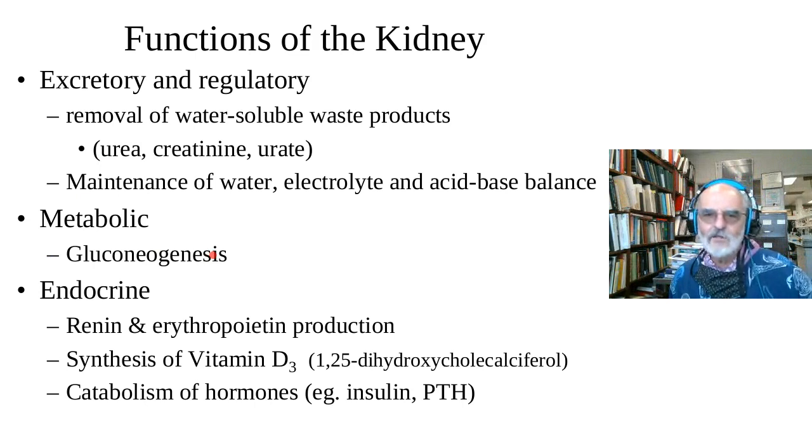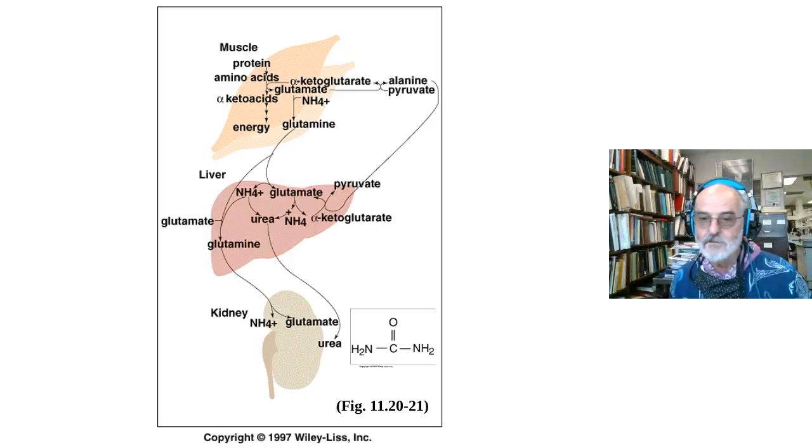It's also involved in gluconeogenesis. You'll talk about that in other parts of the course. It's also involved in various endocrine functions. Okay, so renin and erythropoietin are produced in the kidney. It's involved in synthesis of vitamin D, and it's involved in the breakdown of certain hormones, specifically insulin and PTH. Okay. So the way that this integrates into metabolism, and this is just a prelude to what you're going to see in other parts of the course.